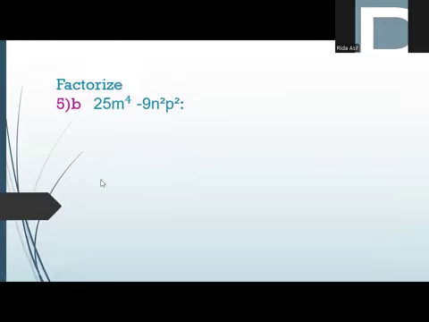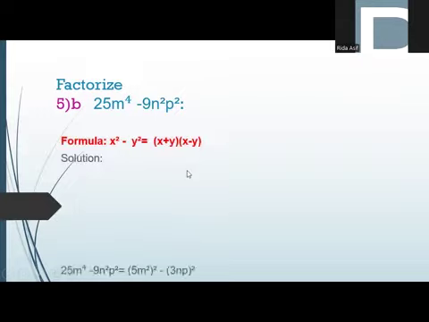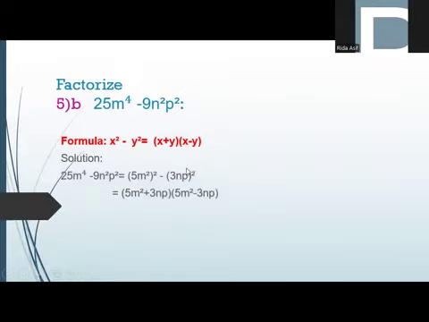So, the last question we have selected. Look at the question carefully, students. Again, we are having two terms with the minus sign between them. So this is the difference of two squares. Let's discuss the first term and the second term. First term is 25 m power 4. So what is x? X is 5, right? 5 5s are 25.